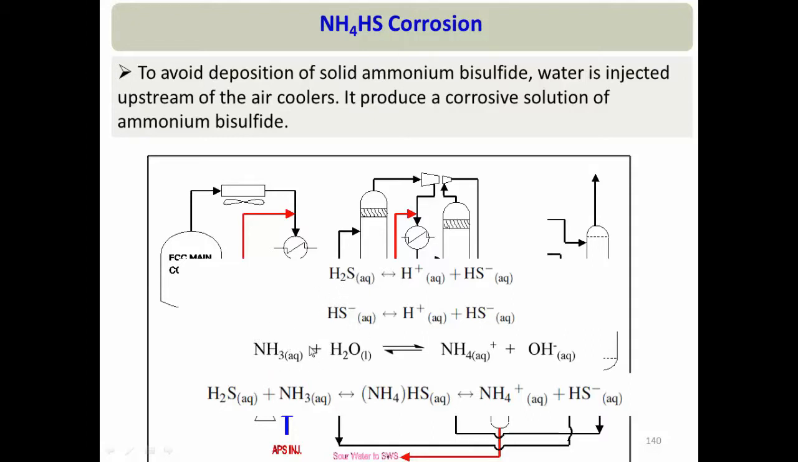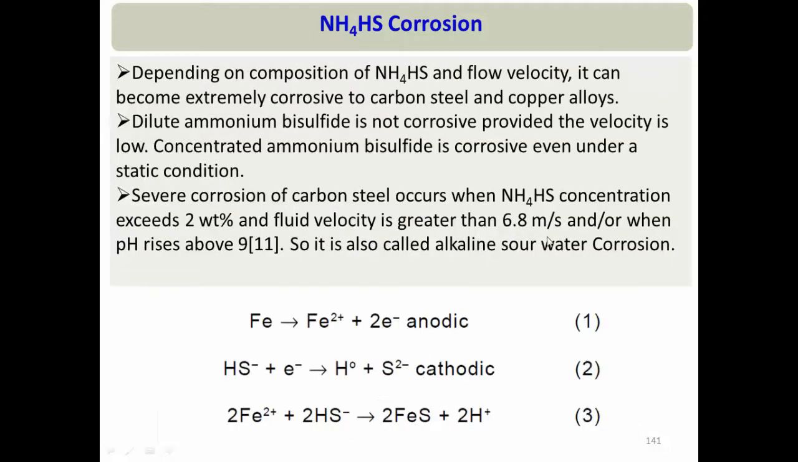So if pH is higher, it means ammonia concentration is high, so OH- concentration will also be high, and this OH- will react with H+ ion, so this reaction will move in the forward direction, and HS- concentration will also go high. So if pH is high, the HS- concentration will be high, and so corrosion will be high. Because of that, it is written that ammonium bisulfide corrosion will take place if concentration exceeds 2.8% or pH rises above 9. Generally when pH rises above 9, concentration also rises, and that's why it is also called alkaline sour water corrosion.